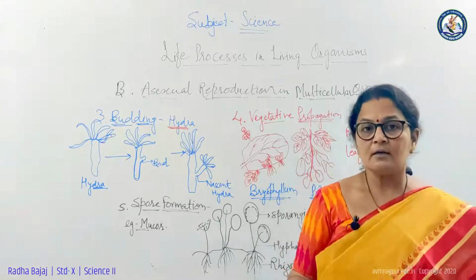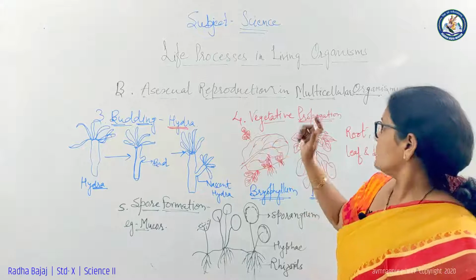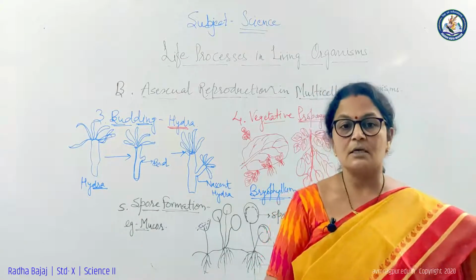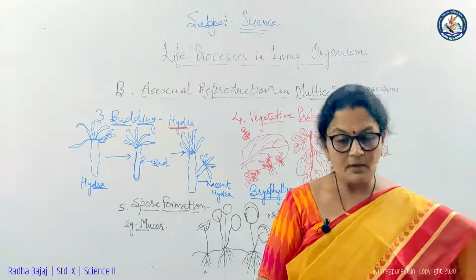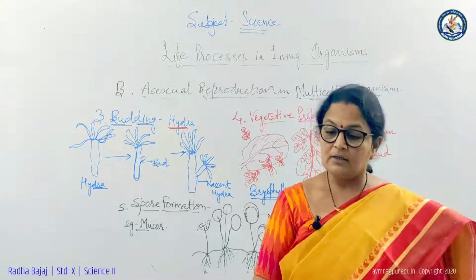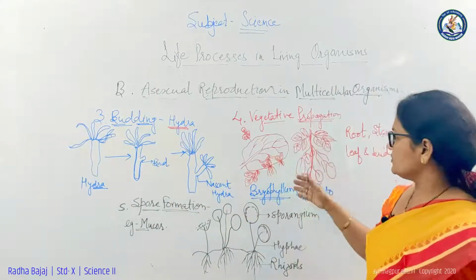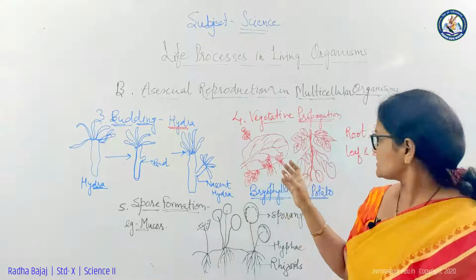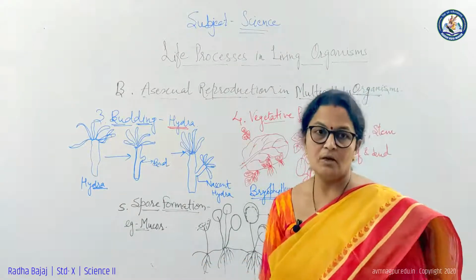So for asexual reproduction in multicellular organisms we get 5 methods. First, fission, that is binary fission and multiple fission. Second, regeneration, example planaria. Third, budding in Hydra. Fourth, vegetative propagation in Bryophyllum, potato, sugarcane, sweet potato, where we see the same type of reproduction. And lastly, spore formation in Mucor.